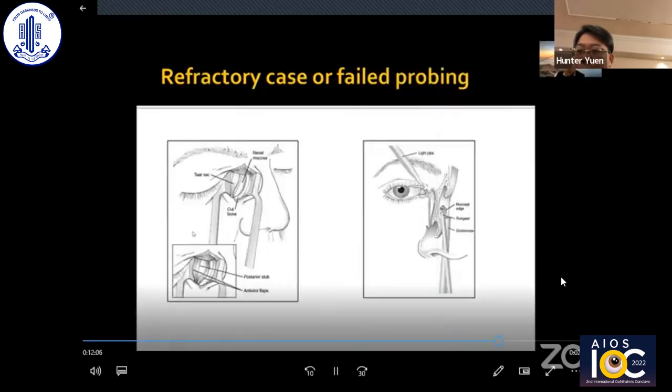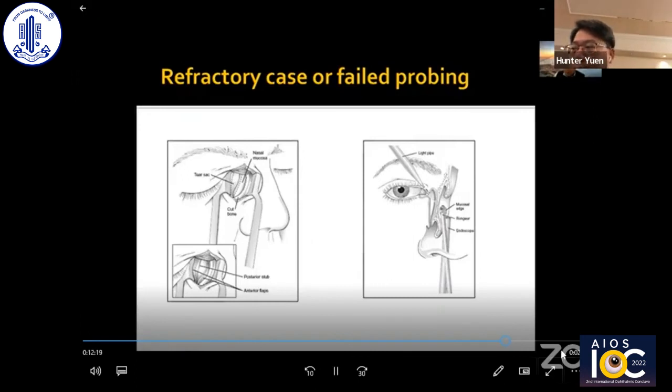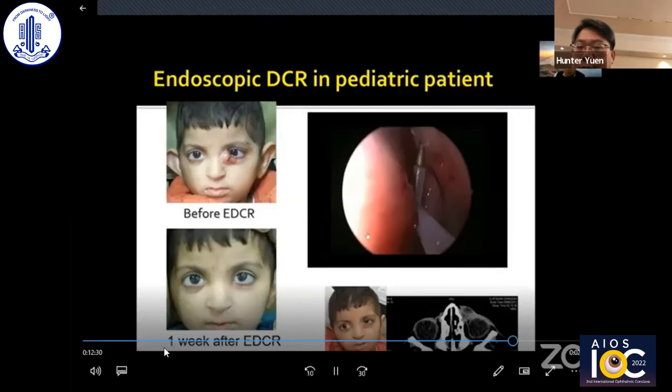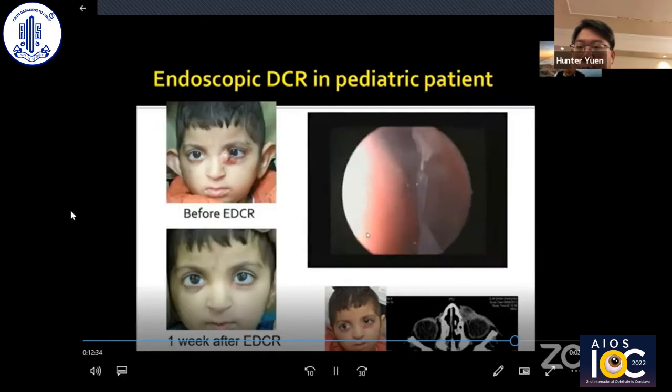Of course, there are some refractory cases: failed probing, failed balloon, failed intubation. In this situation, DCR may be needed. And personally, for pediatric patients, I also consider endoscopic DCR as one of the treatment options. So this is a kid with congenital NLDO who failed other measures, with recurrent dacryocystitis. And in this situation, I did the endoscopic DCR.